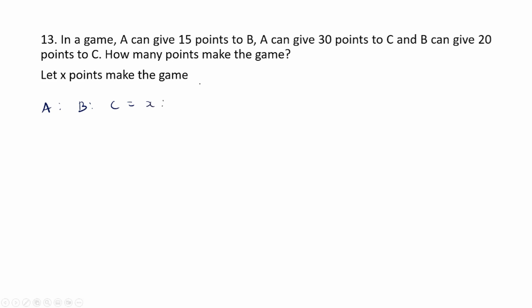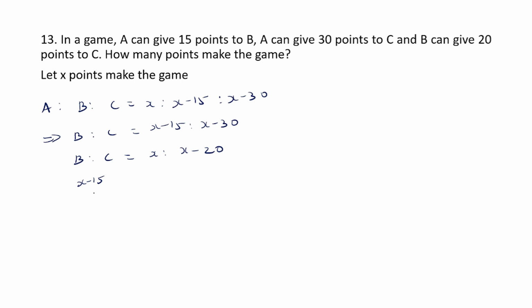So if x points make the game, then we have A is to B is to C as, when A scores x points, it can give 15 points to B. So B is x minus 15 and A can give 30 points to C, x minus 30. And here B can give 20 points to C. So B is to C is x is to x minus 20. So from here we have B is to C as x minus 15 is to x minus 30. So the left hand sides are equal, so the right hand sides will be equal. From this we have x minus 15 by x minus 30 equal to x by x minus 20.